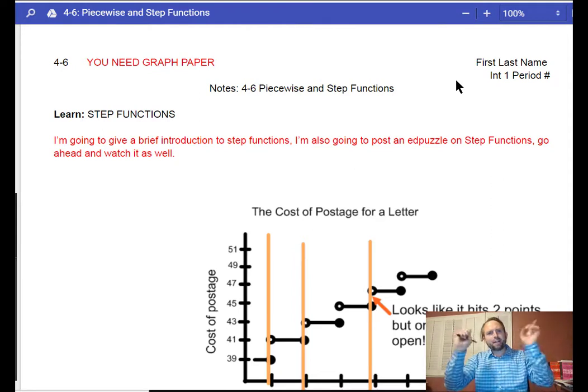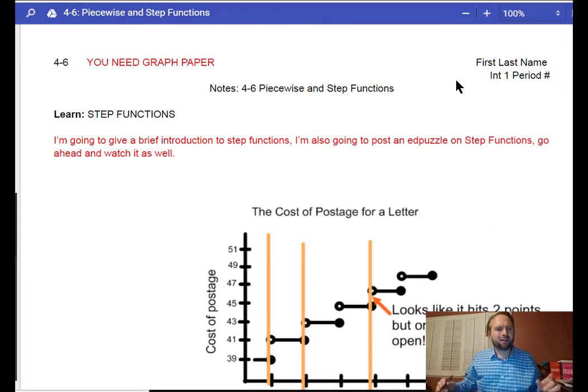Make sure you write your information in the top left and right hand corners, and we're going to be talking about 4-6, piecewise and step functions. So we're going to talk about step functions first up.